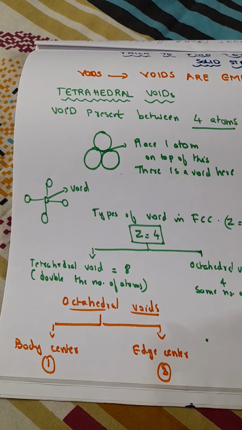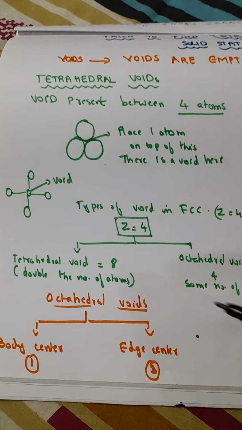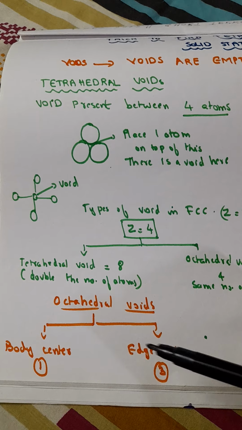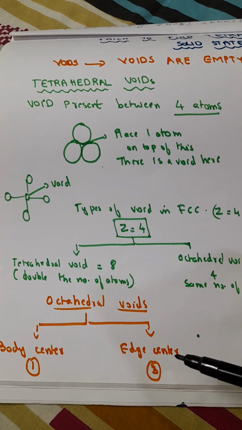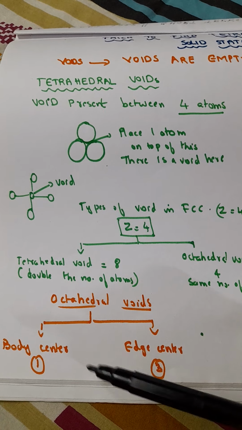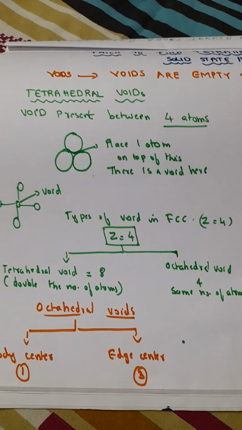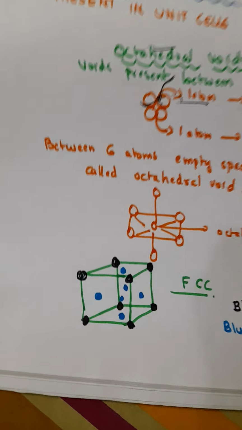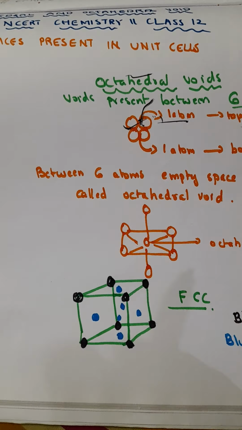I will make it clear in another session regarding the body centers and edge center. Edge means along the corners. Okay, body center is 1 and edge center would be 3. So, octahedral voids, body center is 1 and edge center would be 3. Just remember that. Now, we have the figure of FCC.